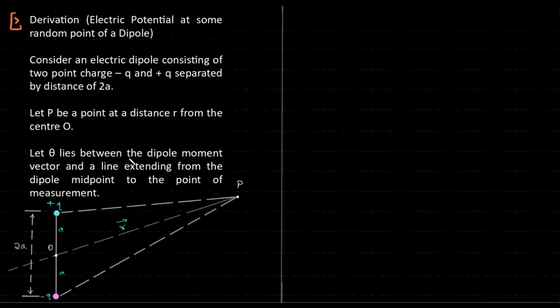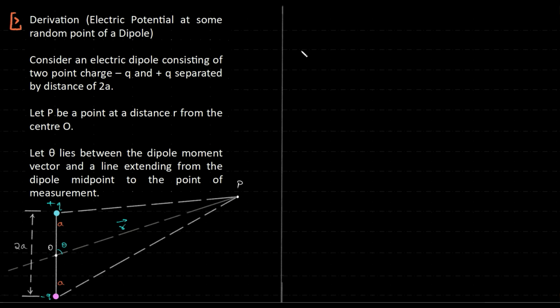Let theta lie between the dipole moment vector and a line extended from the dipole midpoint to the point of measurement. So basically OP and your dipole moment, and the angle between them is theta. The direction of dipole moment is from positive to negative, right? Nope, other way around. That's your direction of dipole. Too much information already. Let me erase that. So this is your scenario.